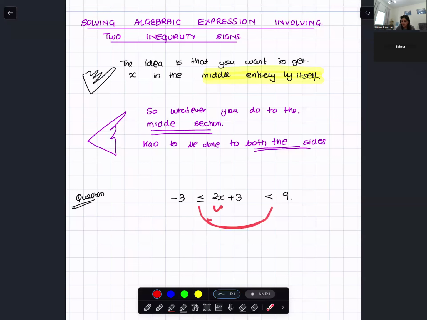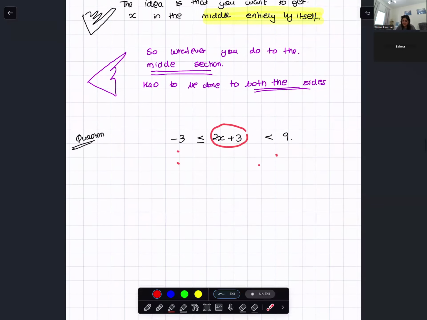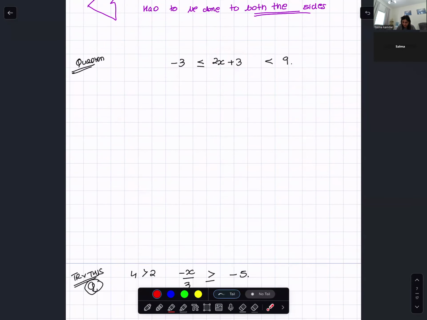So whatever you do to the middle section, you are going to do on both the sides. I'm repeating, x is in the middle, so whatever you're going to do in the middle, you are going to do on both the sides. Let's try this sum. First, I'm going to remove 3, so I would say minus 3 and minus 3. Whatever I'm doing in the middle, I will do on both the sides.